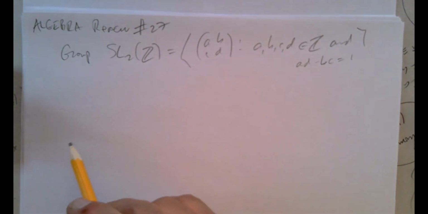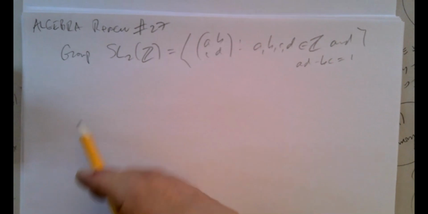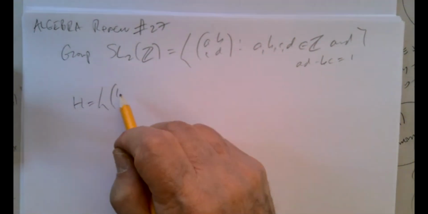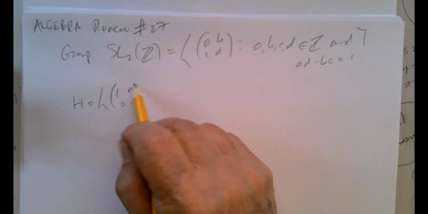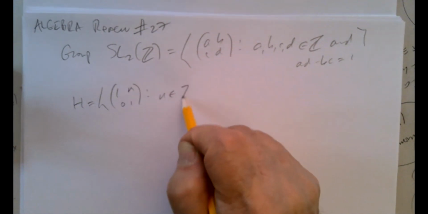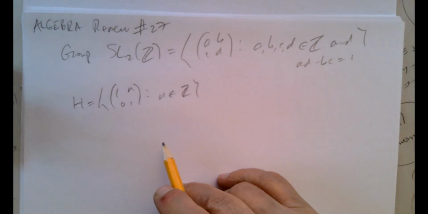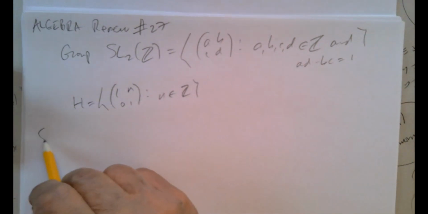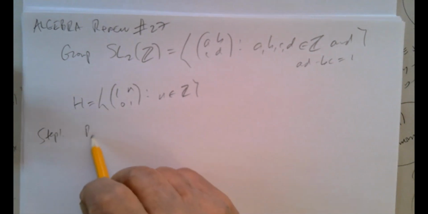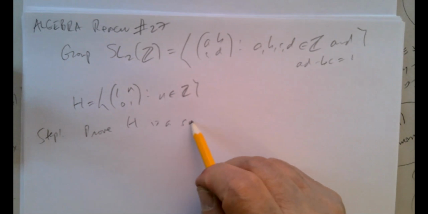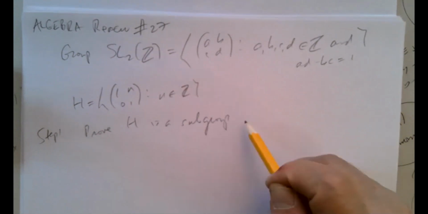And sitting in that group, we have a subgroup H, which is all matrices 1, n, 0, 1, where n is any integer. So step 1, prove H is a subgroup of SL2Z.